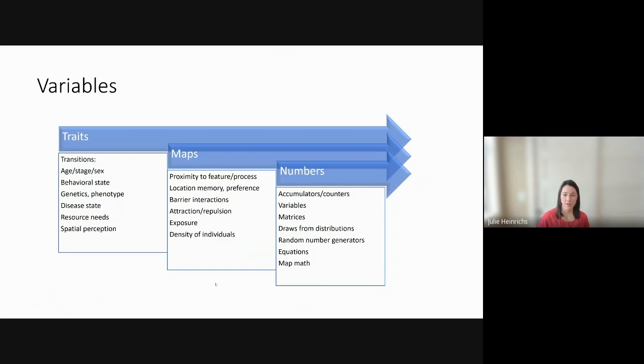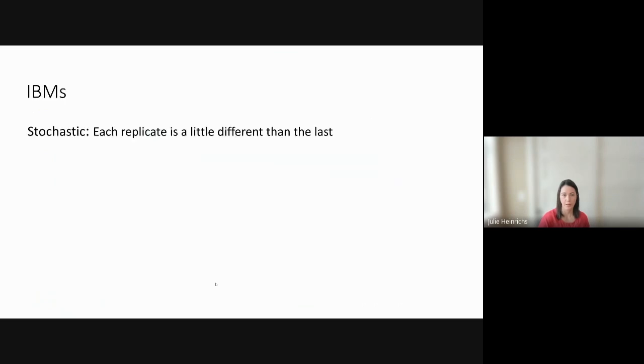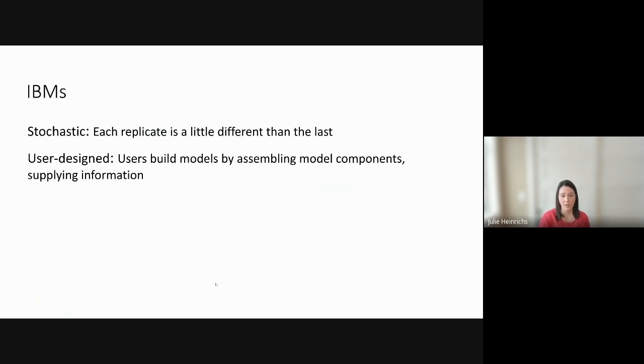We can work with numbers in ways that are pretty flexible too. So random number generators and equations and math and so forth. Because at their core, IBMs are usually stochastic, so that there's a bit of randomness to each element, and then you conduct a number of repetitions and then look at all the results together to bound the possibilities. But most of them are user defined, so they're quite flexible in using all that range of information.